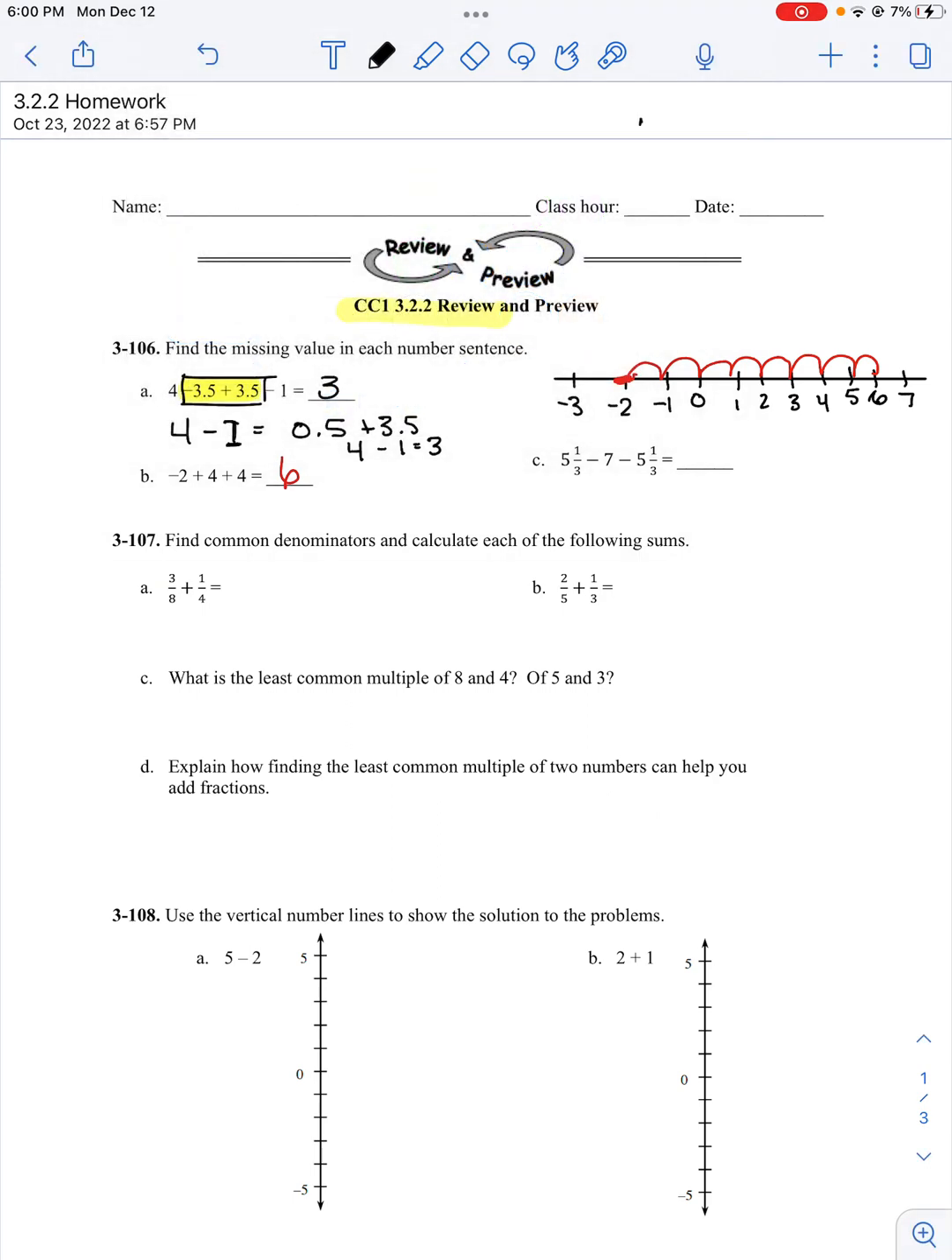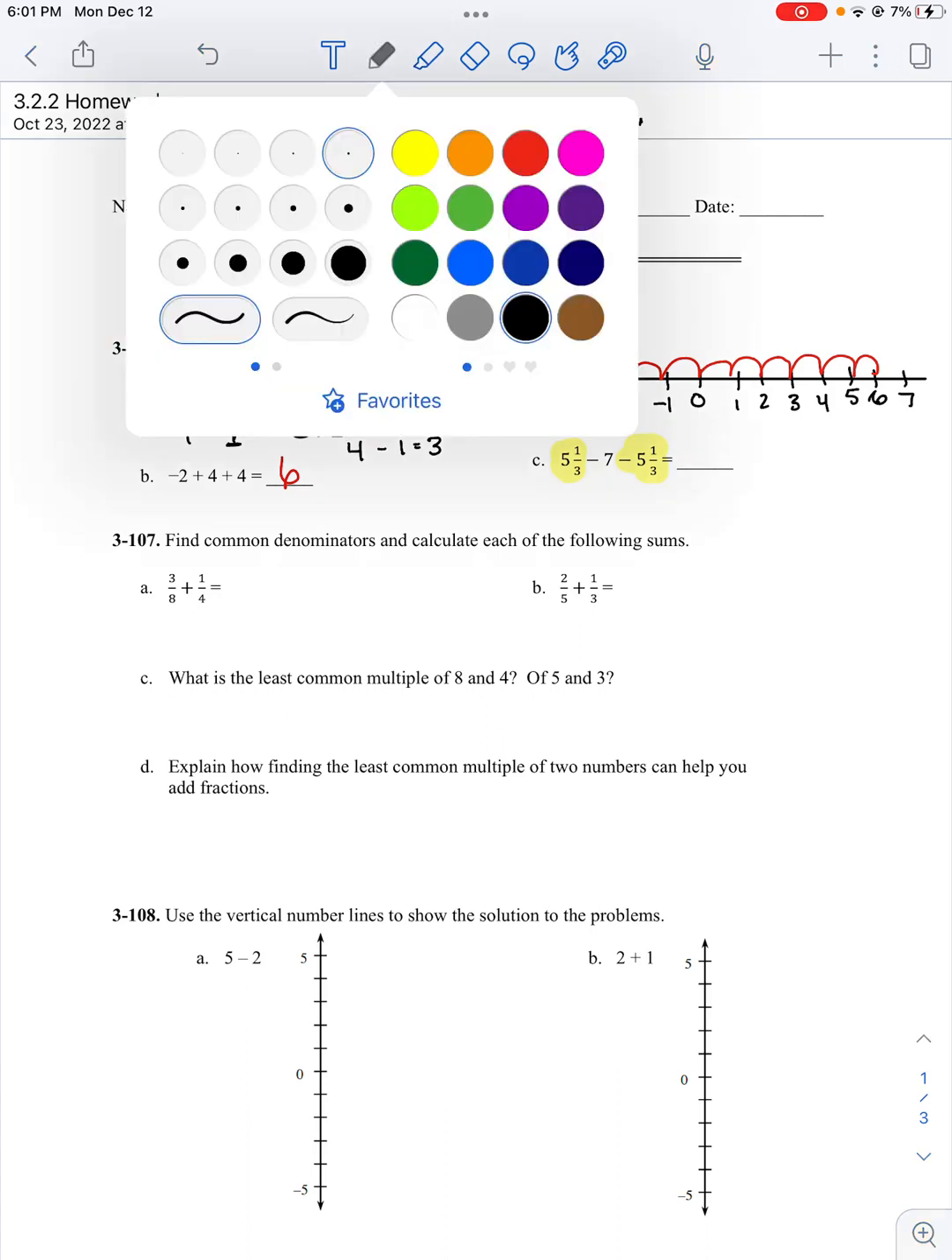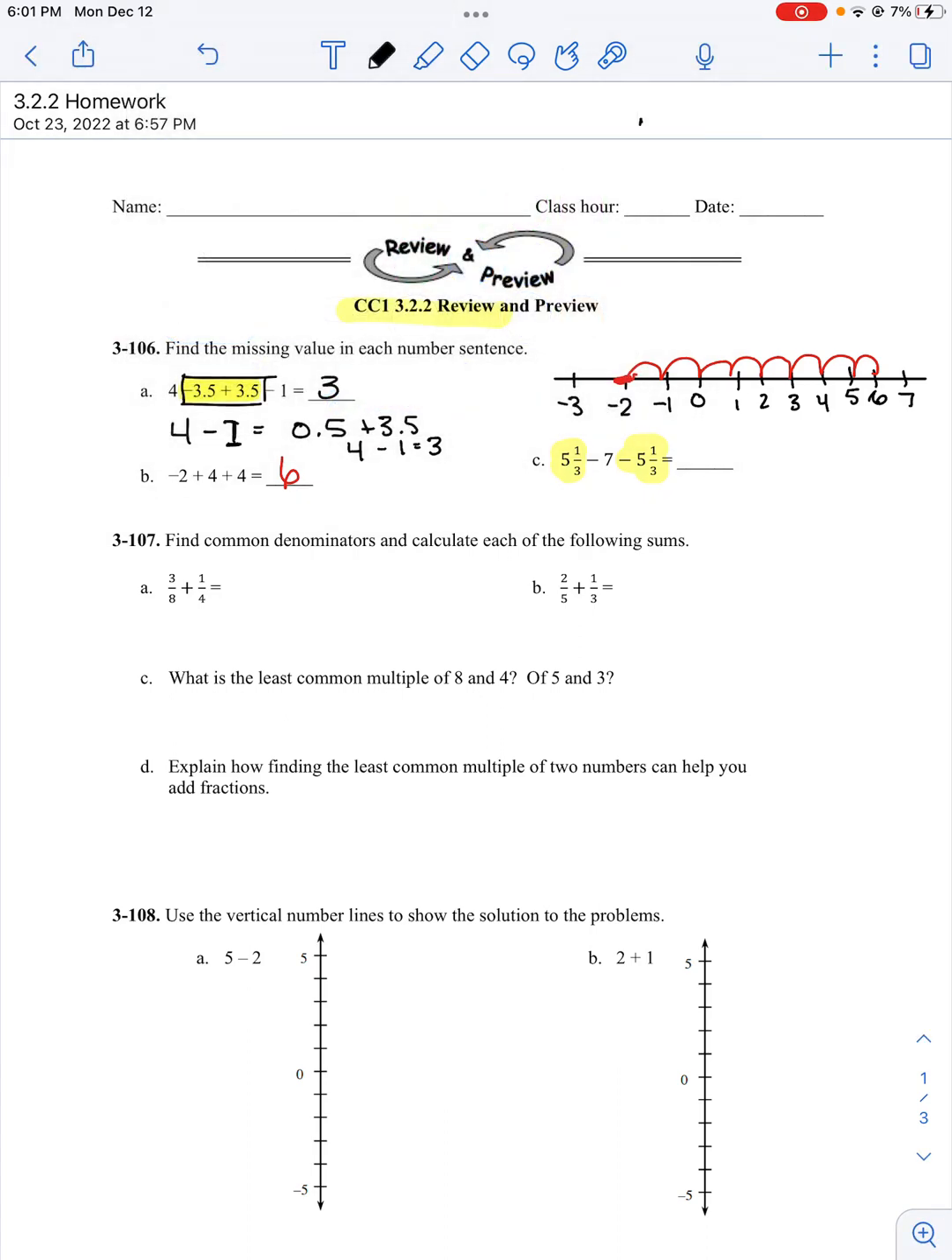Okay, 5 1/3 minus 7 minus 5 1/3. So I can look at this and say, okay, look, I have another set of opposites here. I start here, and later I subtract that same number, which means that I start at 0, or am at 0. Don't start at 0. I start at 5 1/3. Which means that I could argue that this term in the middle, minus 7, that's my answer.